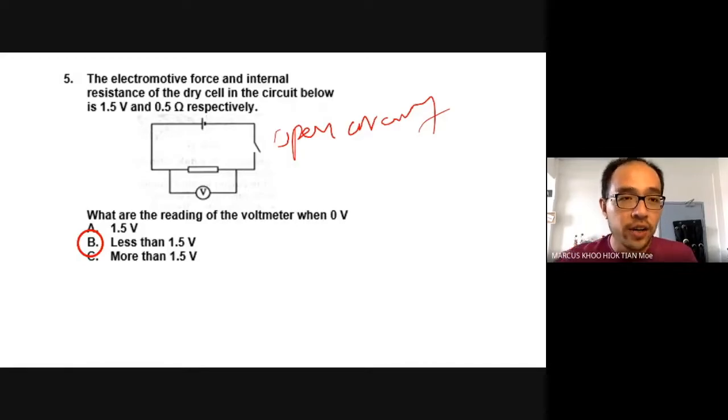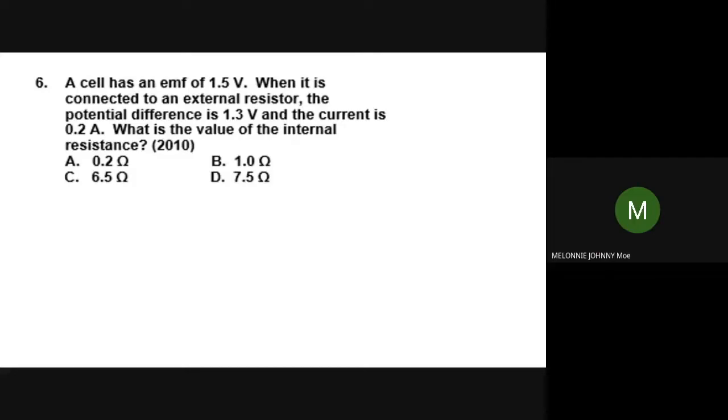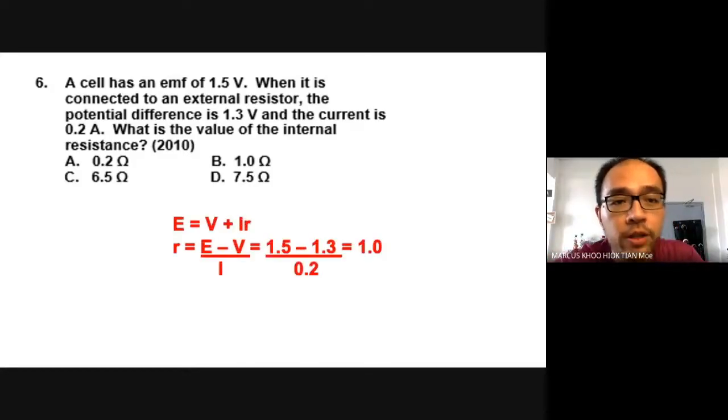Okay, question number 6. Next person. My answer is B. Why B? 0.2 divided by 0.2. Okay, so you calculate the EMF is given. You calculate the voltage drop. The voltage drop will be 0.2. Then you divide with the current.